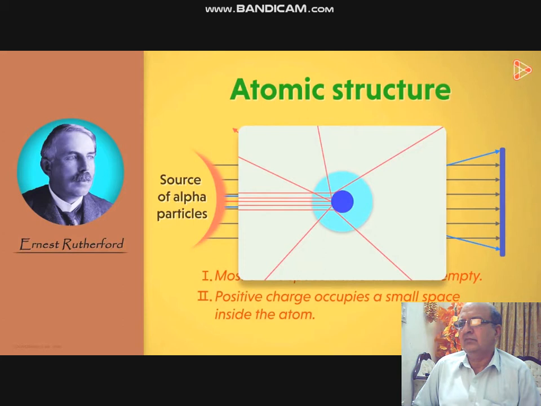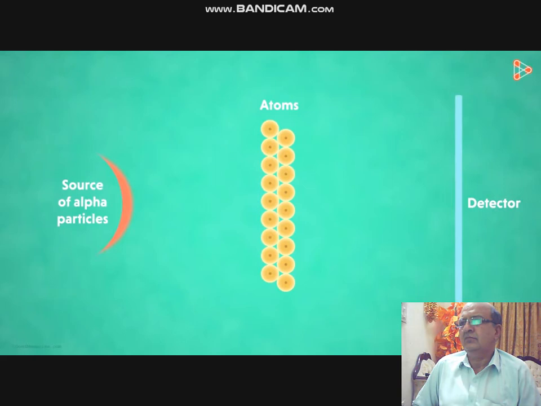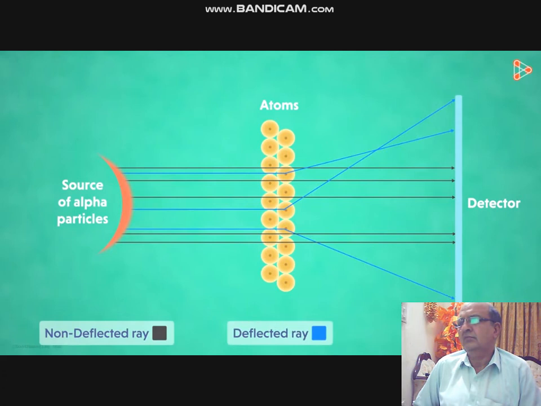If the space occupied had been big enough, then the number of alpha particles bouncing back would also be greater. So let's say there are gold particles in the foil. He found that most of the rays pass straight through the atoms. A few rays change their path and get deflected. Lastly, very few particles bounce back.